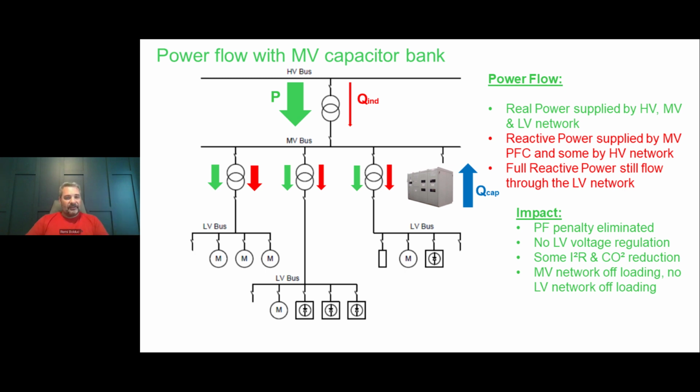Your low voltage still needs to carry the real power and apparent power still. So there's still gain to be made here. But you can eliminate the power factor penalty and improve your bus regulation on your medium voltage and high voltage. But the one that benefits the most is the utility typically at this point.